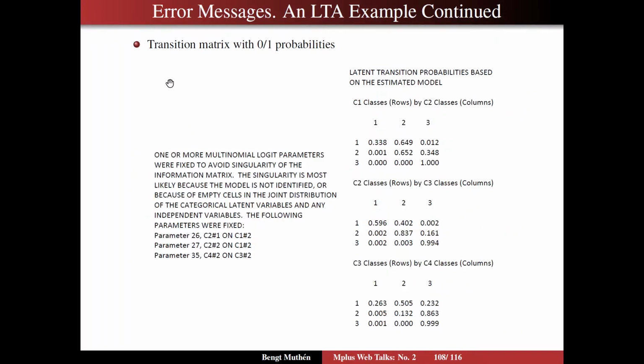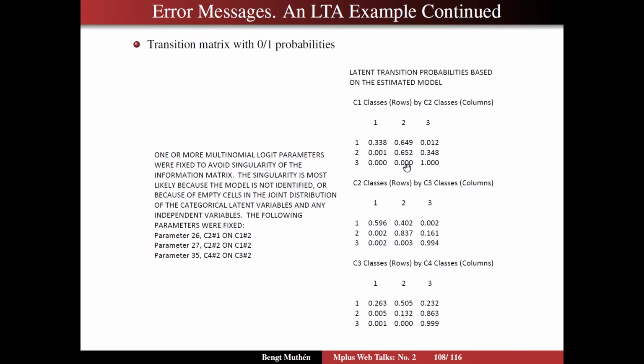The second message had to do with transition probabilities, being 0 and 1. So here's what it said: one or more multinomial loaded parameters were fixed to avoid singularity of the information matrix. And we have these 3 parameters here that are fixed. So if we look at the transition tables, we have C1, C2, C2, C3, C3, C4 here.